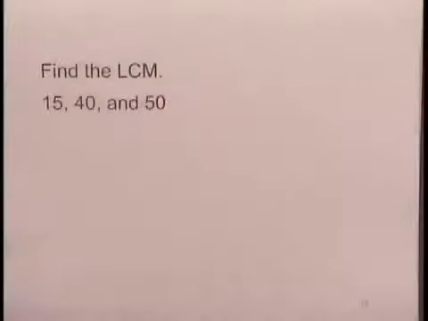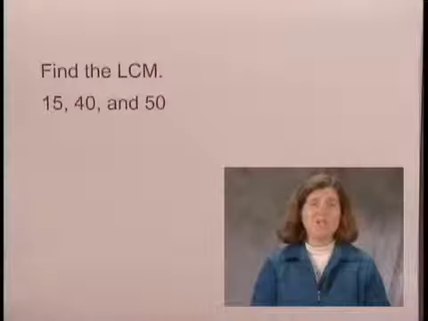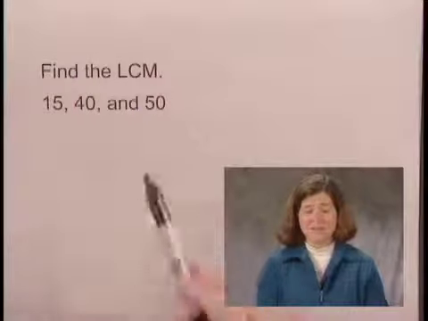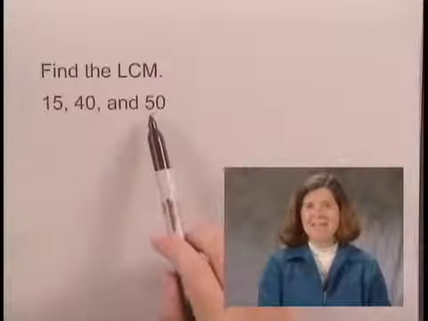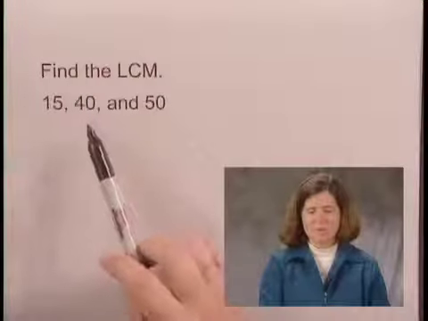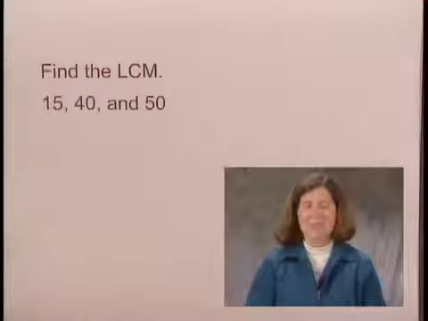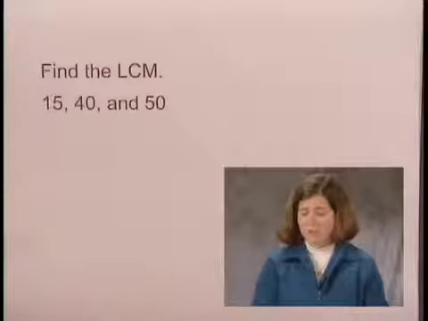We'll find the least common multiple, or LCM, of three numbers, 15, 40, and 50. The first thing to check before starting in on a procedure to find the least common multiple is the largest number, 50. Is it a multiple of the other two numbers, 15 and 40? It is not. If it is, then you don't have to do any more work. But in this case, it's not, so we need to go through a procedure.